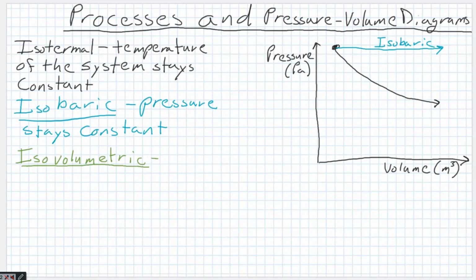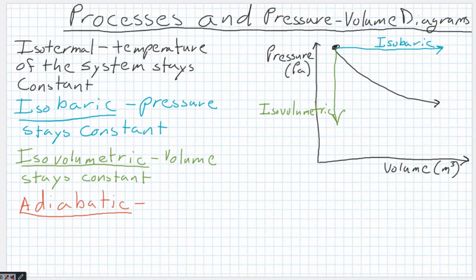Next process we'll talk about is isovolumetric. An isovolumetric process is where the volume stays constant. This green vertical line on my pressure-volume diagram is what an isovolumetric process would look like. Because the volume isn't changing, this is neither an expansion nor a compression of the gas.